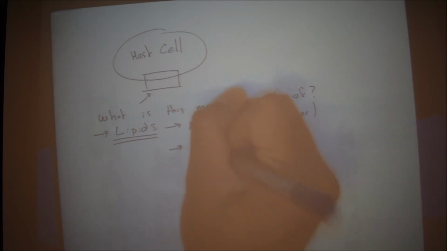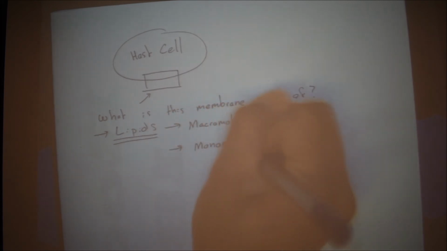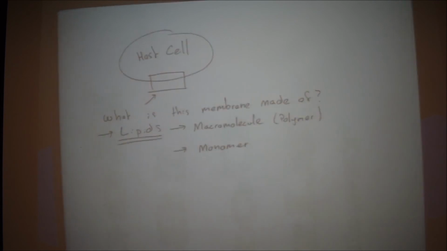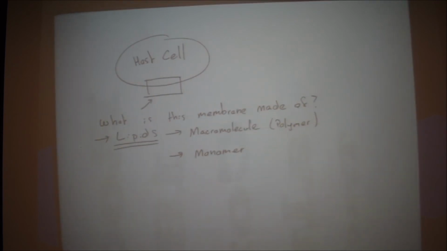Now right here, what is the monomer of a lipid? I'll take a hand. What do we call that thing? It's a fatty acid.